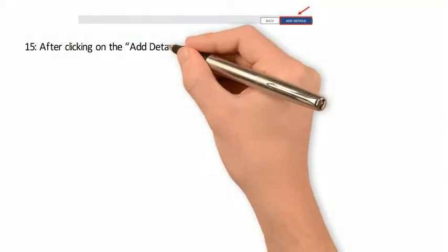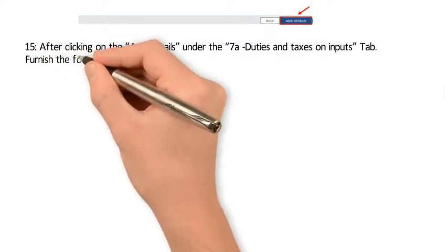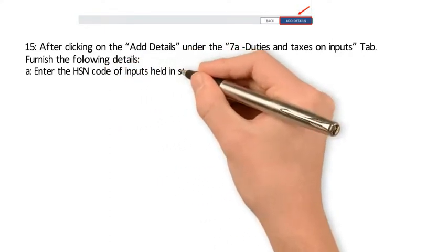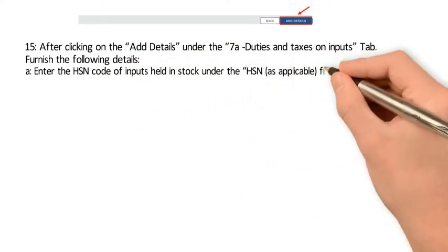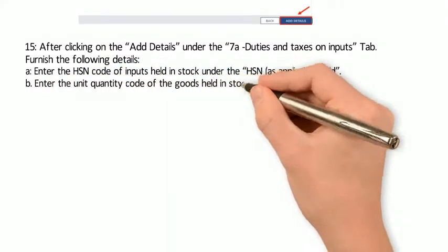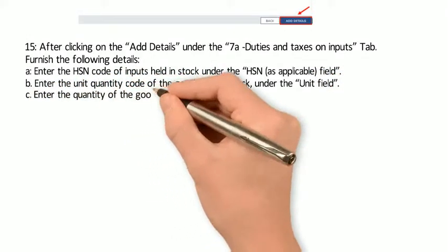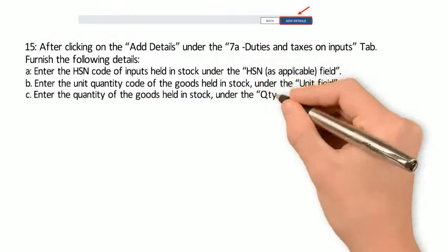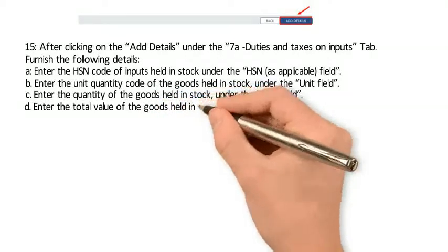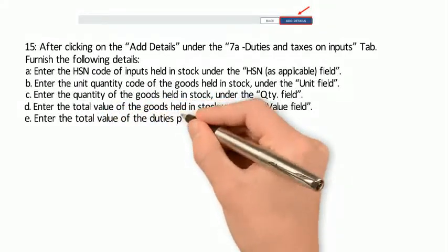15. After clicking on the Add Details under the 7 Duties and Taxes on Inputs tab, furnish the following details. A. Enter the HSN code of inputs held in stock under the HSN, as applicable, field. B. Enter the unit quantity code of the goods held in stock, under the unit field. C. Enter the quantity of the goods held in stock, under the quantity field. D. Enter the total value of the goods held in stock under the value field.